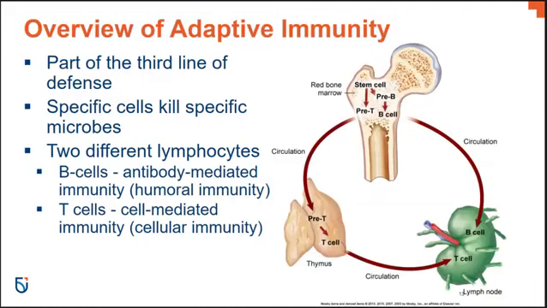We have just finished discussing innate immunity, and now we'll move on to talking about adaptive immunity. Adaptive immunity is considered our third line of defense. This type of immunity is specific rather than non-specific like innate immunity. So there are specific cells that have adapted to kill specific microbes. Adaptive immunity is orchestrated by two different classes of white blood cells called lymphocytes. The two major classes are B lymphocytes or B cells and T lymphocytes or T cells.